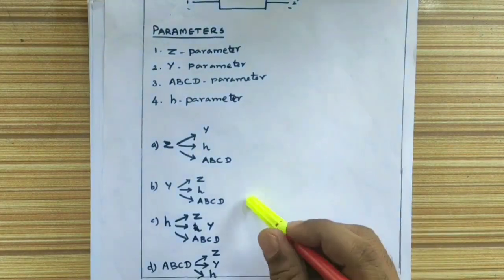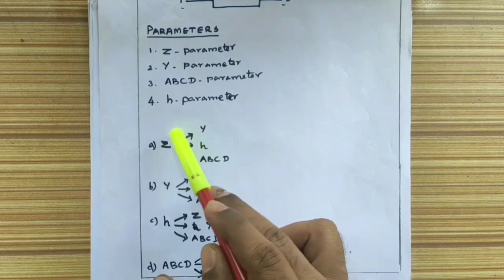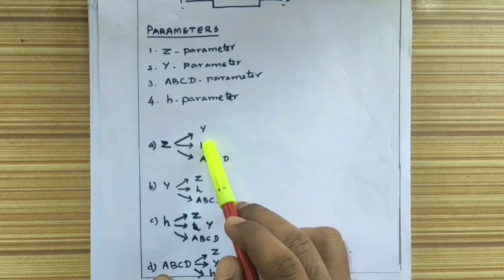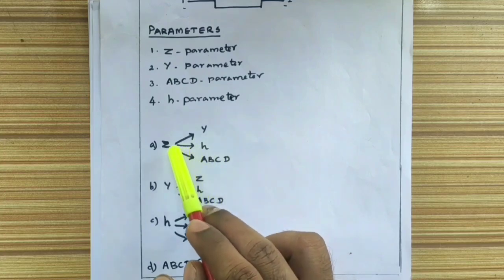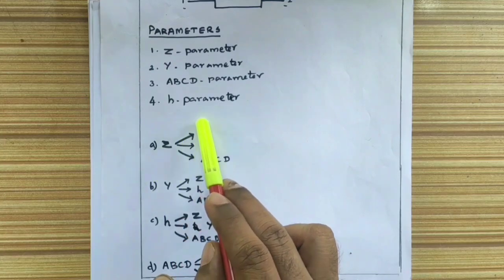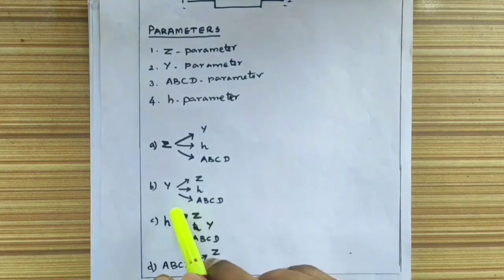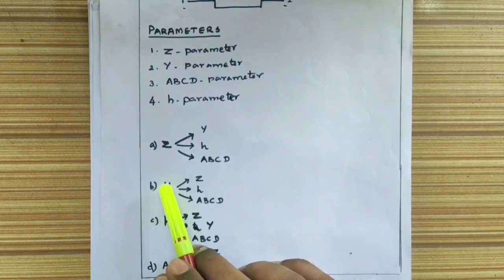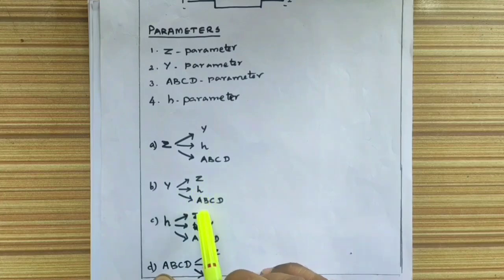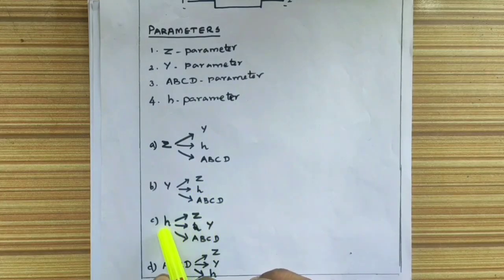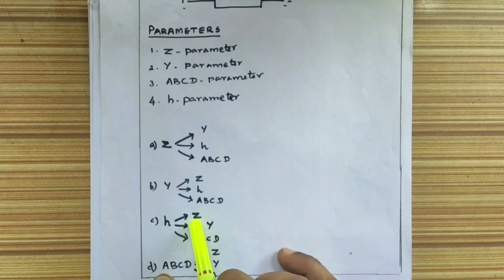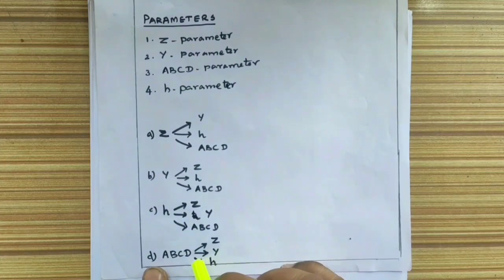The first topic will relate the Z parameter with Y, H and ABCD. I am going to derive the Z parameter in terms of Y, in terms of H, in terms of ABCD. The next topic is the Y parameter in terms of Z, H and ABCD. The third one is the H parameter in terms of Z, Y and ABCD. Similarly, the fourth one is the ABCD parameter in terms of Z, H and Y.